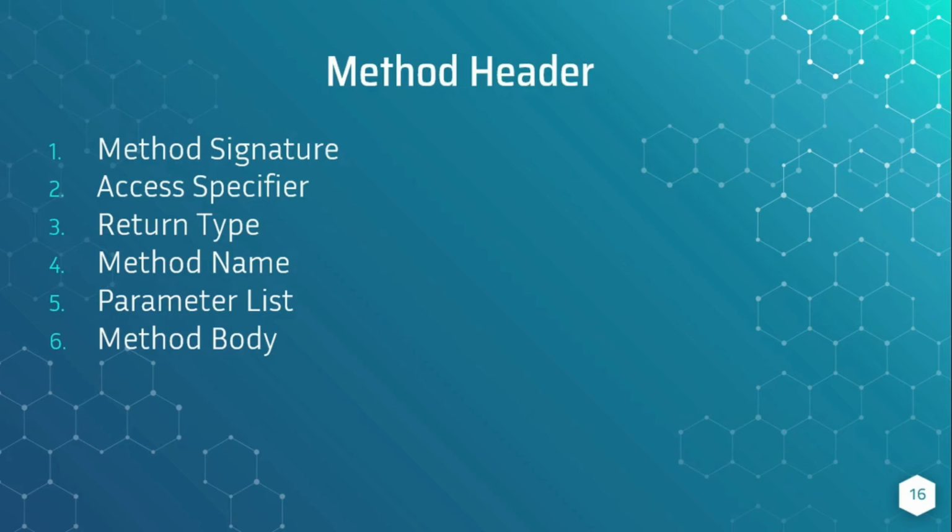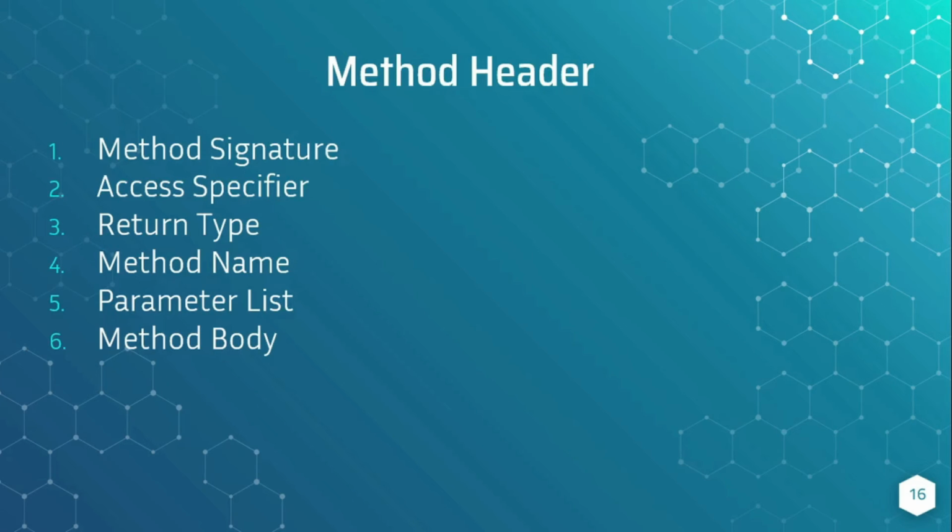Fourth, we have the method name. It is a unique name that is used to define the name of a method. It must correspond to the functionality of the method. Suppose we are creating a method for subtraction of 2 numbers, the method name must be subtraction. A method is invoked by its name.